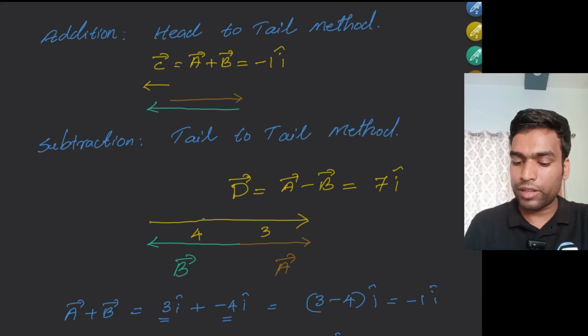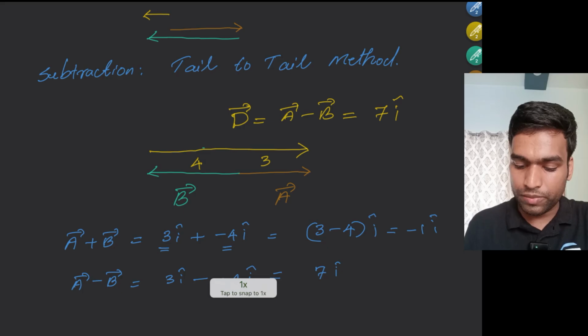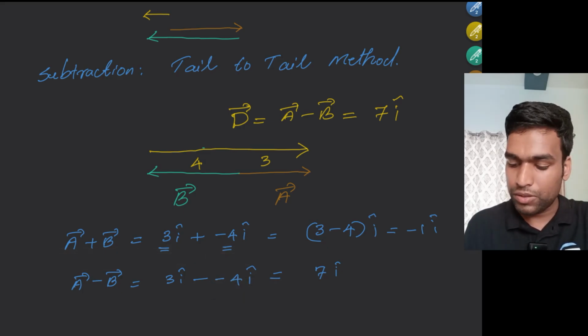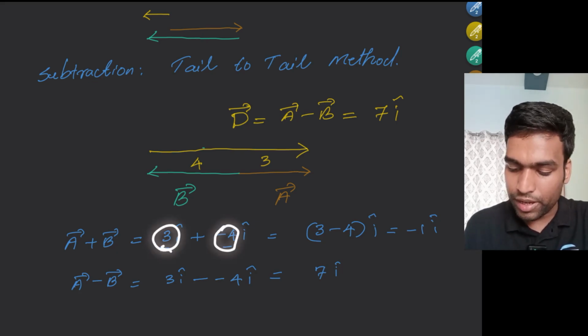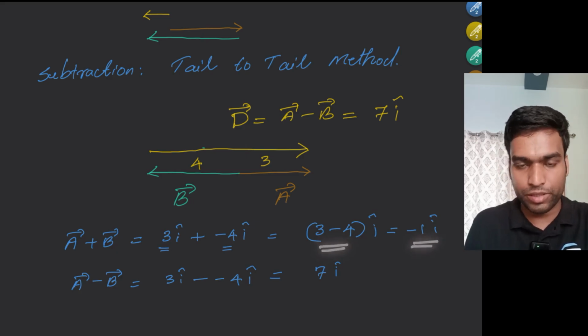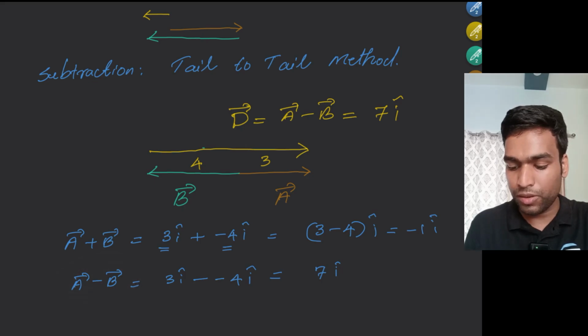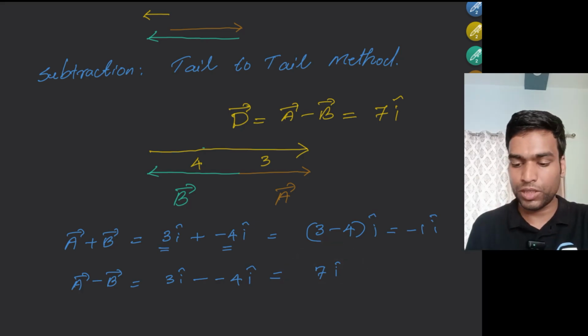Now, mathematically, let me elaborate. A plus B equals 3i plus negative 4 i cap. That means you have to take these components and do the addition. So 3 plus minus 4 is 3 minus 4, which gives you negative 1 i cap as the result. Okay, and A minus B will be 3i minus minus 4i cap. So minus minus is plus, so the resultant will be 7i cap. So these are the two methods, right? Good.